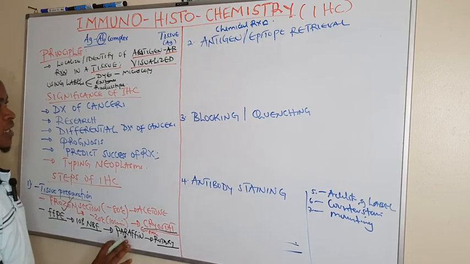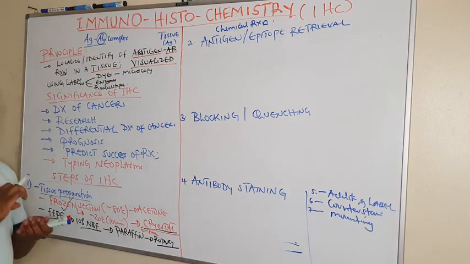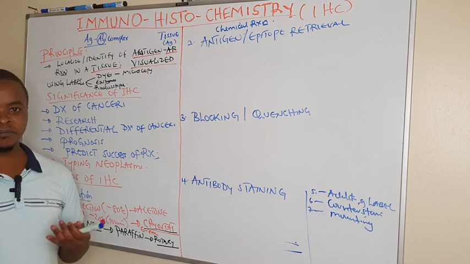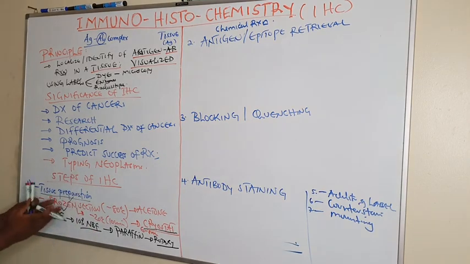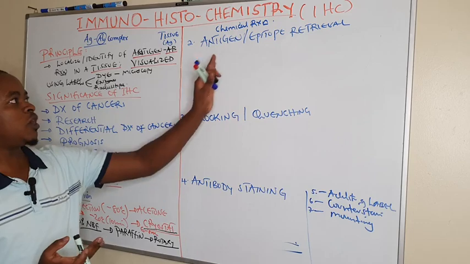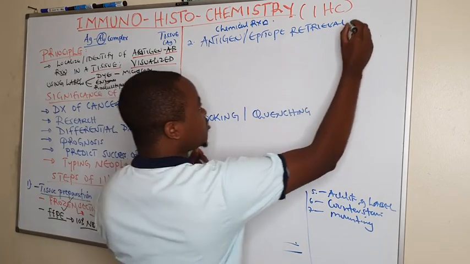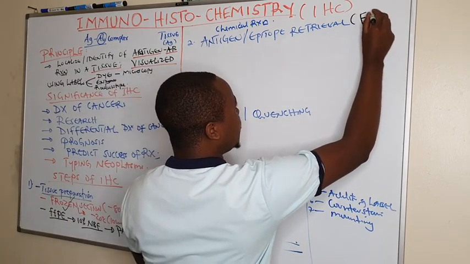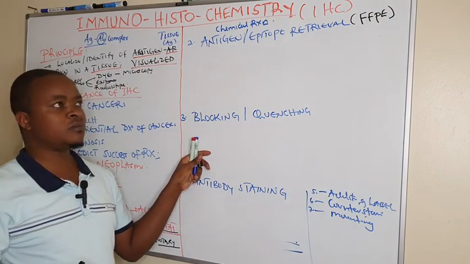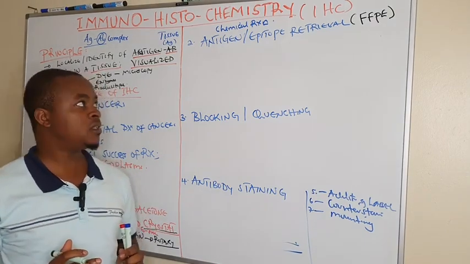And after we have prepared the tissue, we have come up with a section, and these sections are mounted on a slide using adhesive materials like albumin, glycerol, or cellulose. So after putting them on the slide, we go to what we call antigen or epitope retrieval. This process, which is number 2, is specifically for formalin fixed, paraffin embedded tissue sections. Frozen sections do not undergo antigen or epitope retrieval.